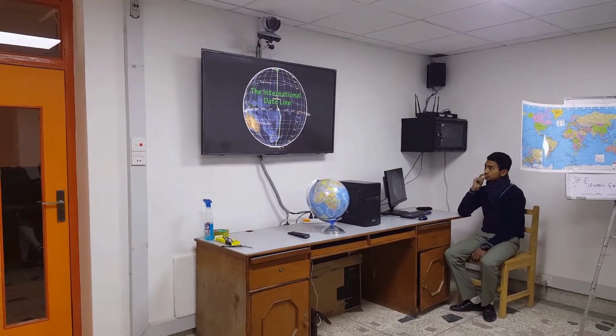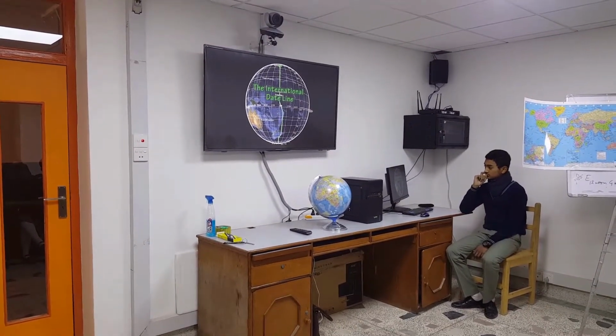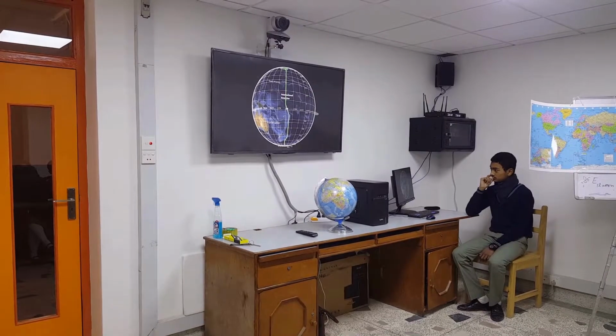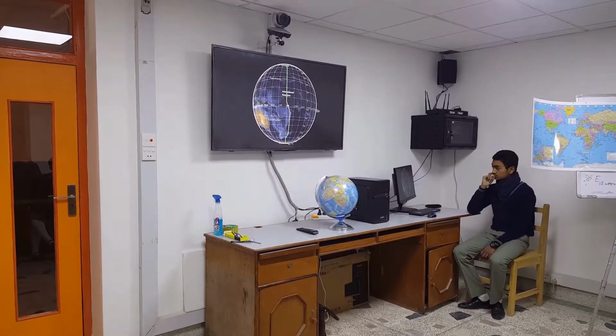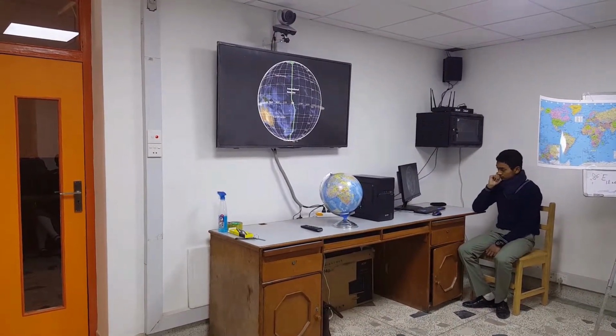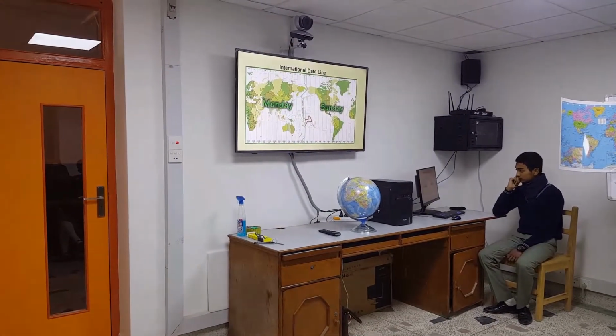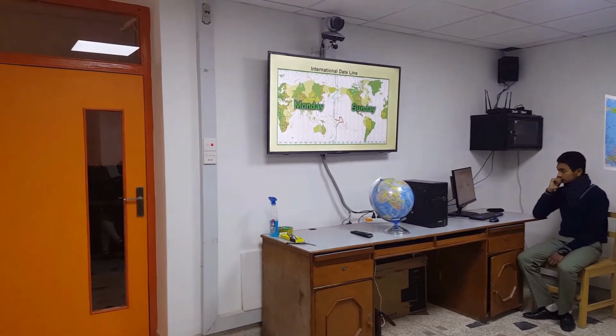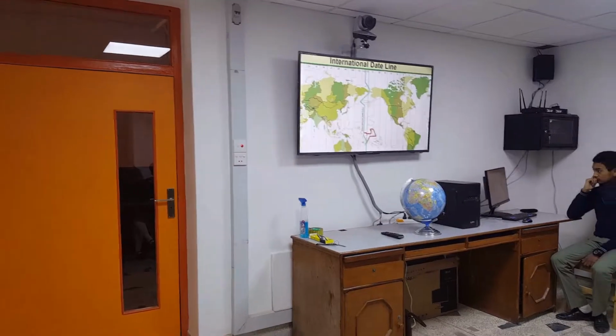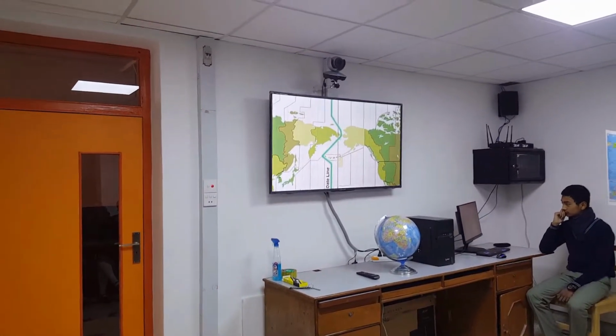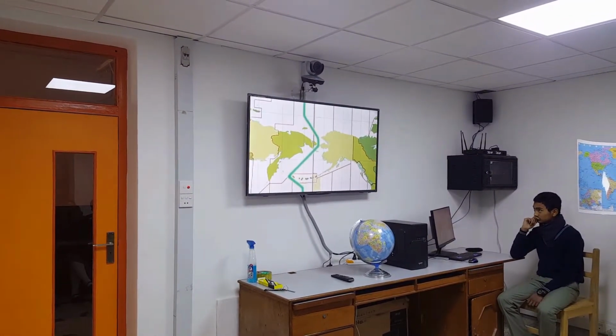The international date line is an imaginary line lying 180 degrees in the line of longitude, on the opposite side of the Earth to the prime meridian. This line separates one calendar day from another. The international date line deviates in places to avoid crossing any land.